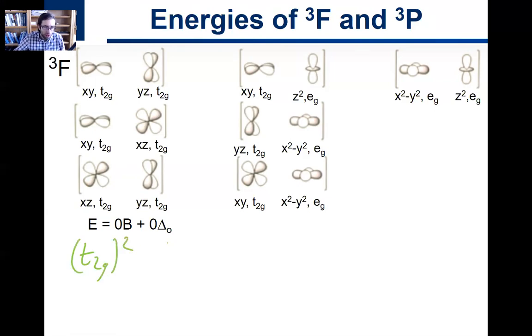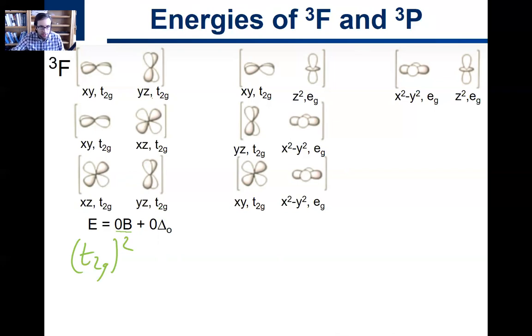Both electrons are in T2G orbitals, okay? And so the energy of this is going to be 0B. Why 0B? Because we're at the ground state. In terms of electron repulsion, this came from triplet F, so there's not any additional electron repulsion. And we're also at T2G, okay?